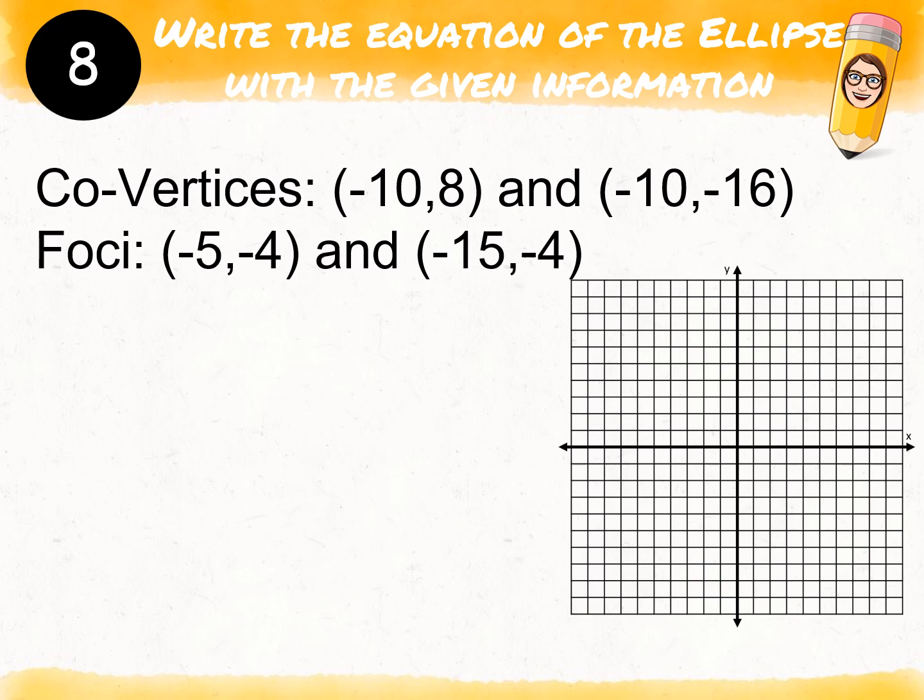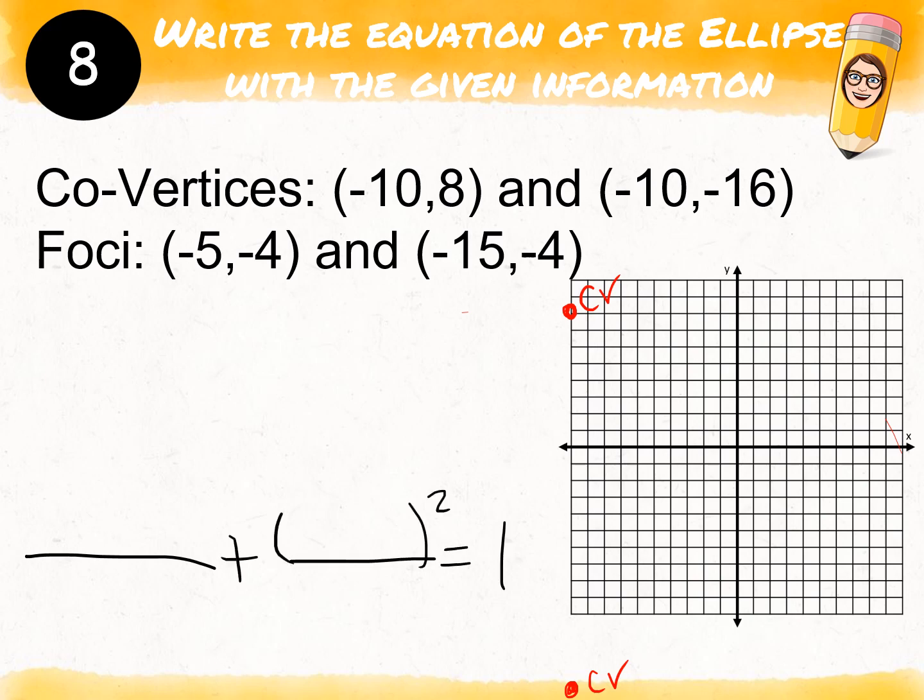Okay, I'm going to start by drawing those co-vertices. Our co-vertices are at negative 10, 8. So I'm right here. And negative 10, negative 16, I'm way down here. That's co-vertices, which means if I visualize my ellipse, it's oriented horizontally, right? Because those are co-vertices. Now, they're still very helpful because they will help us find our center point.